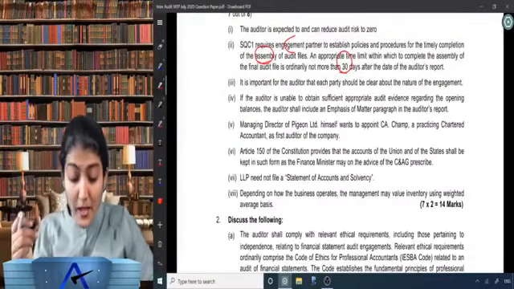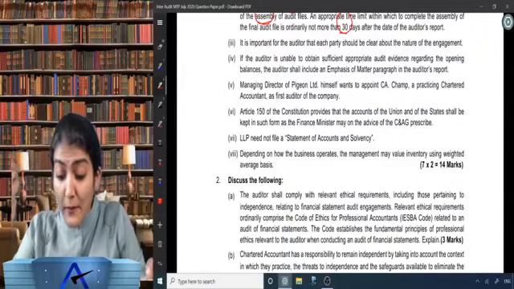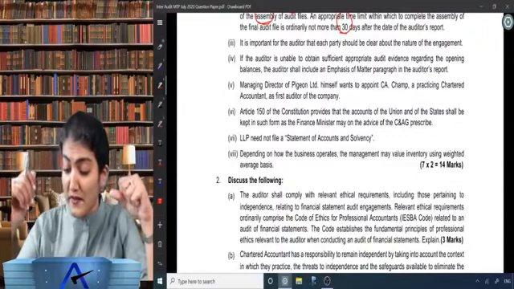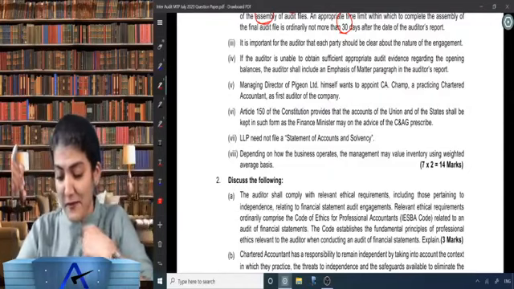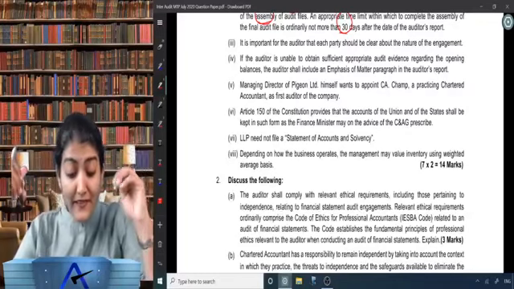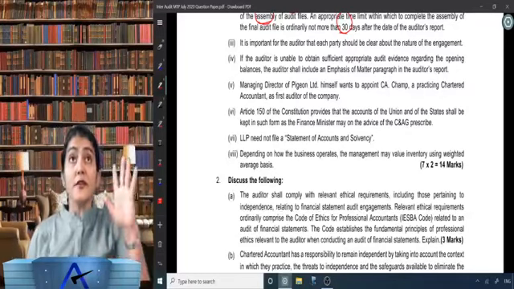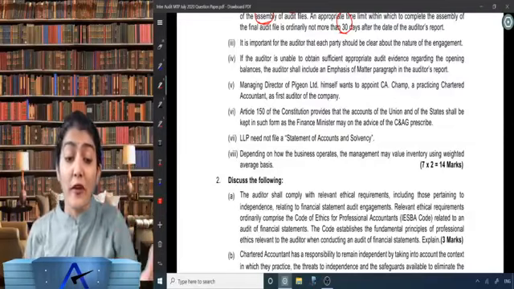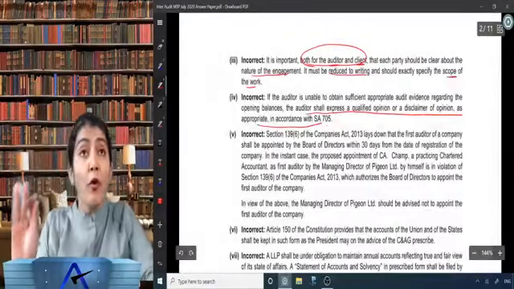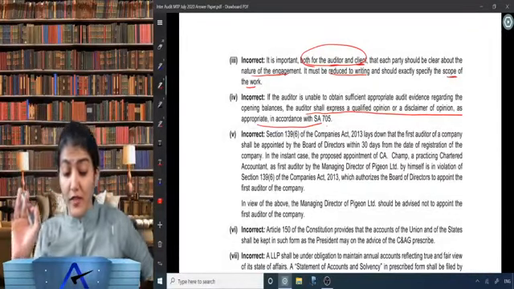Right, next one. Managing Director of Pigeon Limited himself wants to appoint CA Champ, a practicing CA, as the first auditor of the company. Right? Who can appoint the first auditor of a company? The board of directors, not the managing director. Board of directors within 30 days from the date of registration of the company.